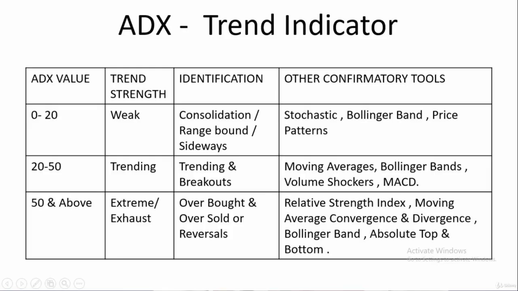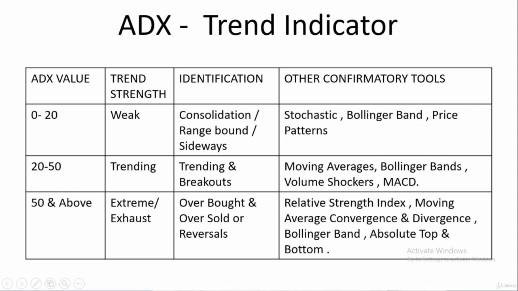The sample table shown on your screen will give you the complete strategy for ADX trading. We divide the table into 4 categories or 4 columns. The first column discusses ADX values. The next is about the trend strength. The next column is about the identification. And the fourth is other confirmatory tools that we can use along with the ADX. As I mentioned earlier, and it is a very important point, don't use any indicator in a single manner. Always use confirmatory tools to get your conclusion.